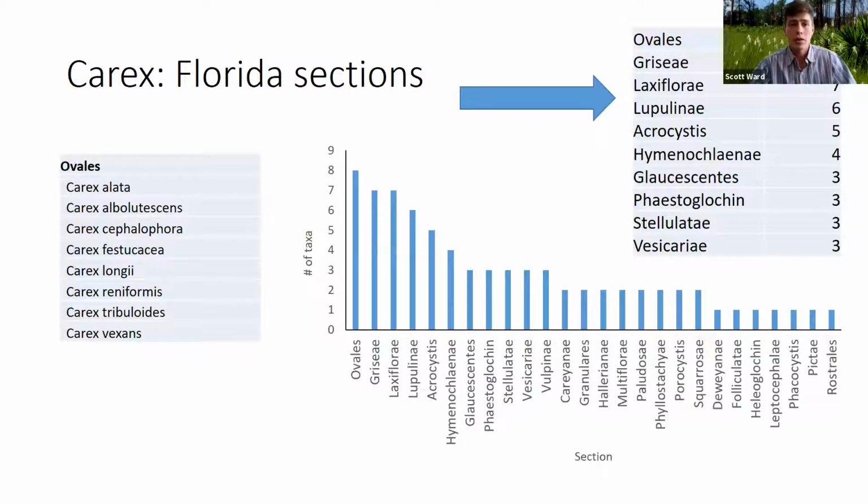So as I mentioned, Carex is broken up into sections. I'm not going to get too crazy into this, but I'm going to show you some examples of a few species within different sections. Ovalis takes the cake, as it often does. This group is just really diverse within Carex. There's only 8 species, though, in Florida, compared to maybe if you were in New York, where you get almost 25. So it's a lot more palatable down in Florida. But there's other sections that are pretty diverse as well, like the Griseae, for example.